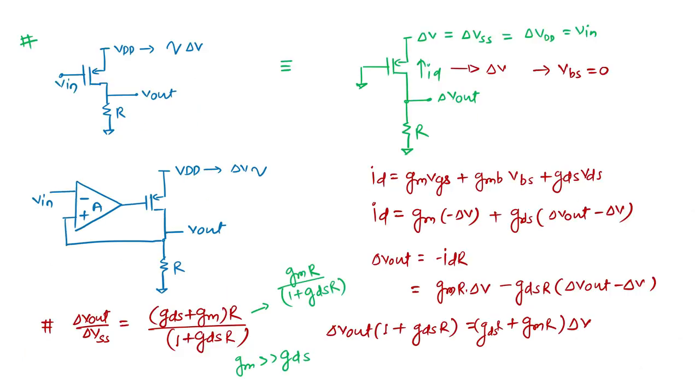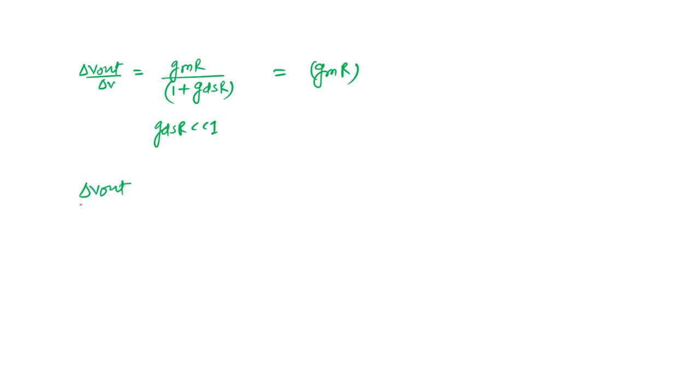What did we previously see? We have seen del V out by del V for the first circuit was GMR divided by 1 plus GDS R. Okay, as I'm considering that GDS R is smaller than 1, it is nearly coming as GMR. While what is coming for the second circuit? For the second circuit it is coming nearly 1, which is nothing but AGMR divided by 1 plus AGMR.